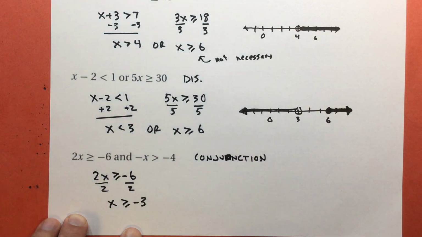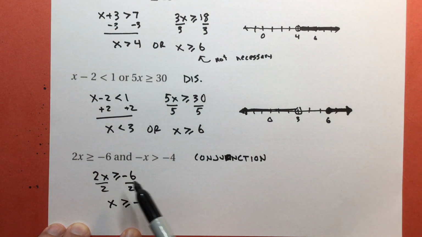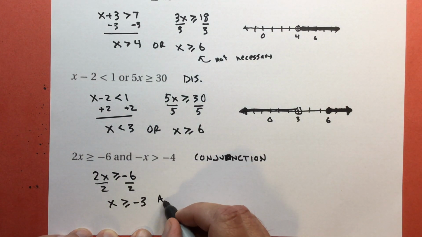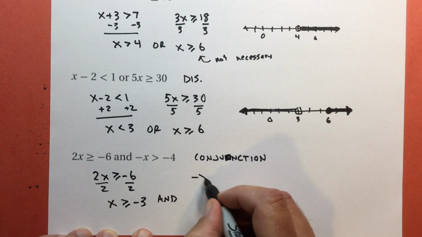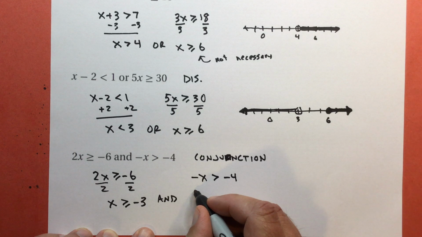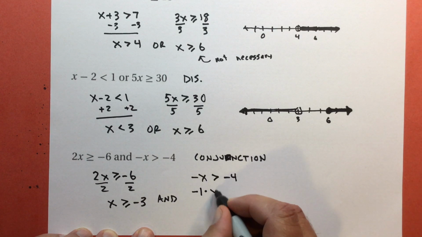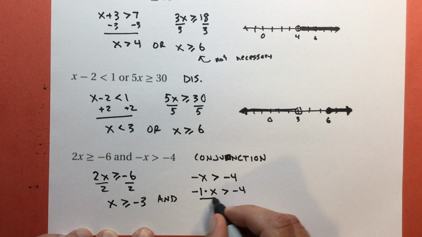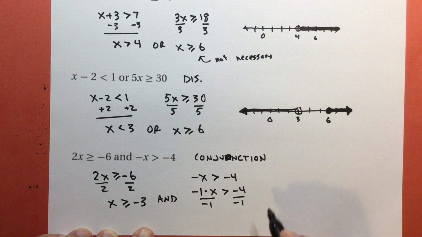Now if you're wondering why I did not switch the sign, that's because I have a negative divided by a positive. It's only when you multiply or divide by a negative that you're going to switch the sign. A negative divided by positive, I'm going to leave it alone. And negative x is greater than negative 4. In this case, think of it this way. Negative 1 times x is greater than negative 4, and I'm going to divide by negative 1. In this case, I am going to switch the sign, and I get x is less than positive 4.